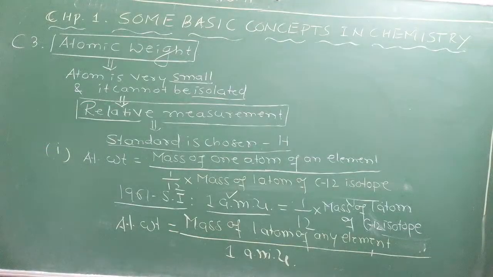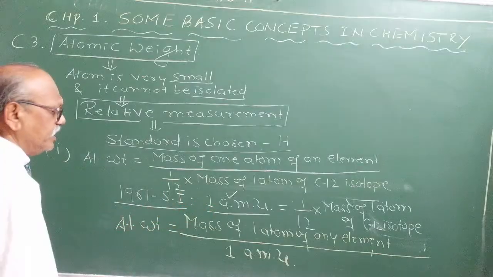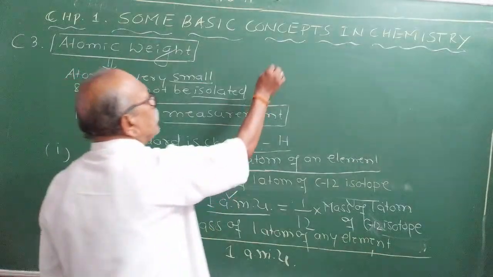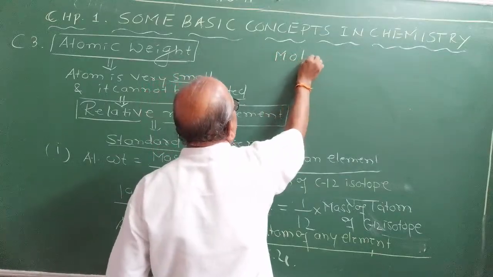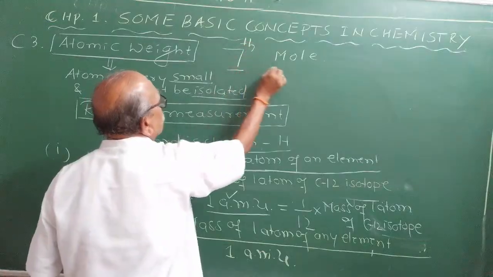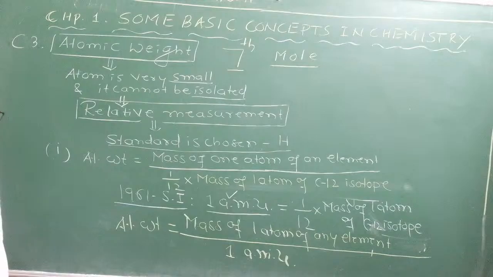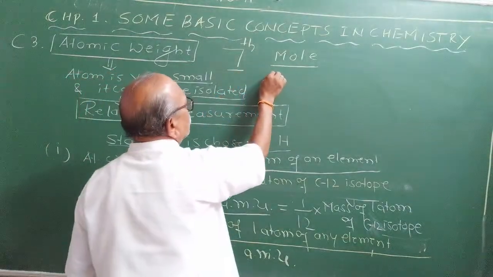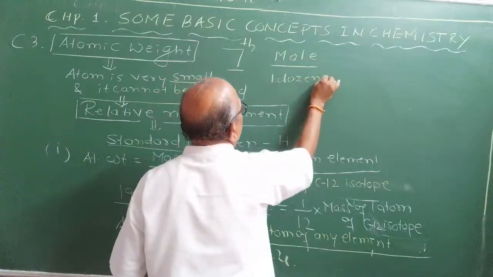Now the question is, how can we get atomic mass unit? What is the value of it in grams? For that you need to understand what is mole concept. You know that there are 7 fundamental units. The 7th fundamental unit is mole. Now what do you mean by mole? Mole is like 1 dozen is equal to 12.